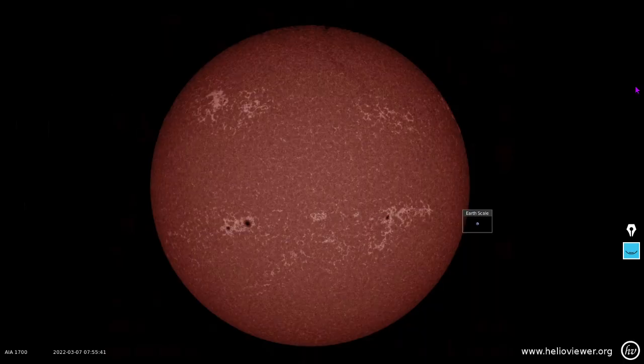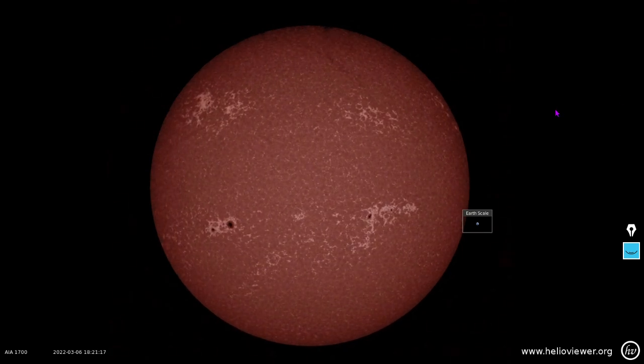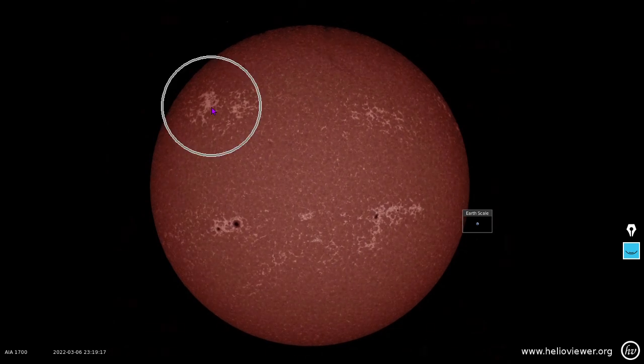And let's take a look at this in 1700 angstroms. There's your full disk view. You will see a little bit of growth here in sunspot 2962.